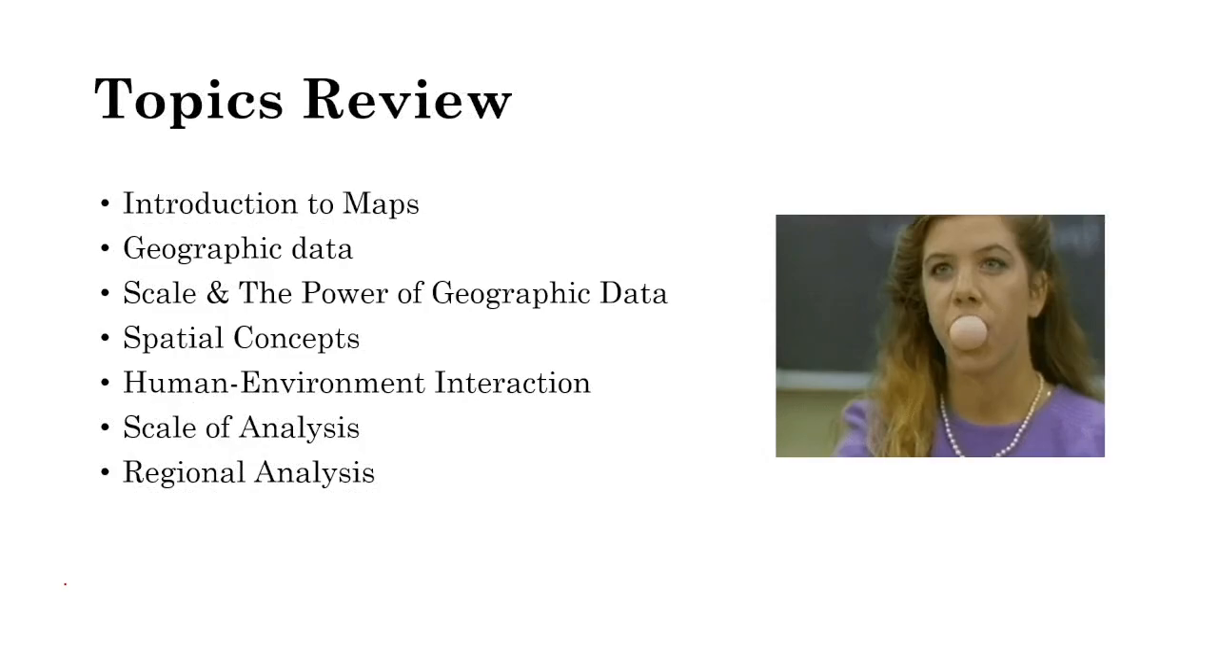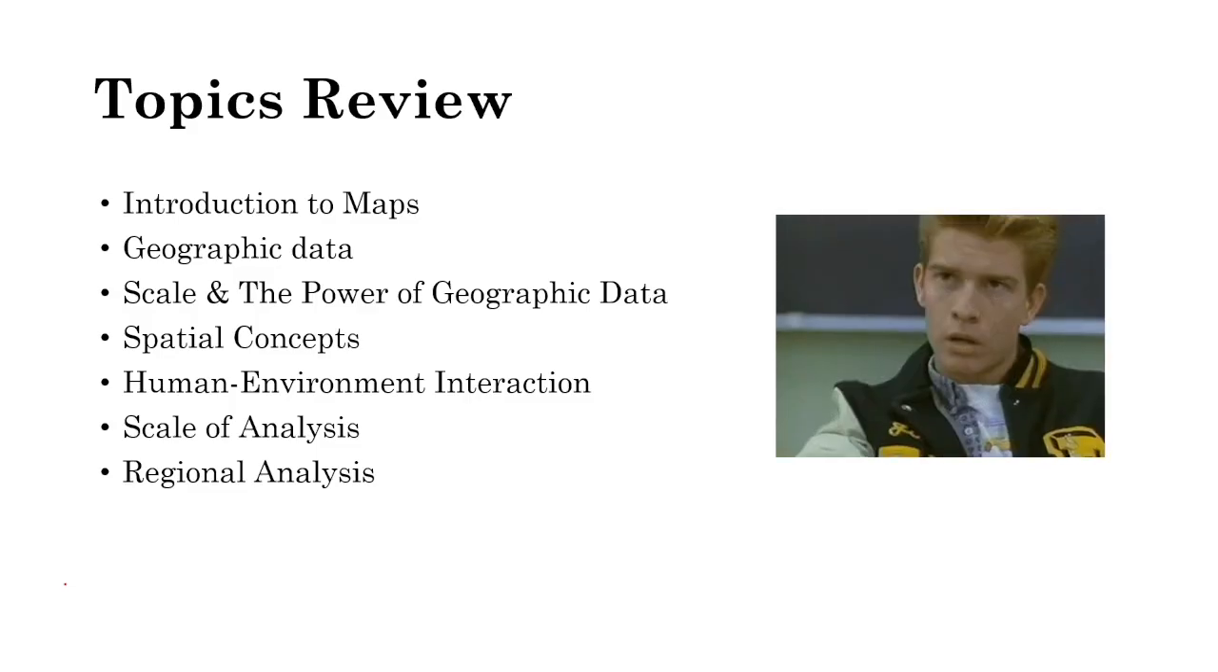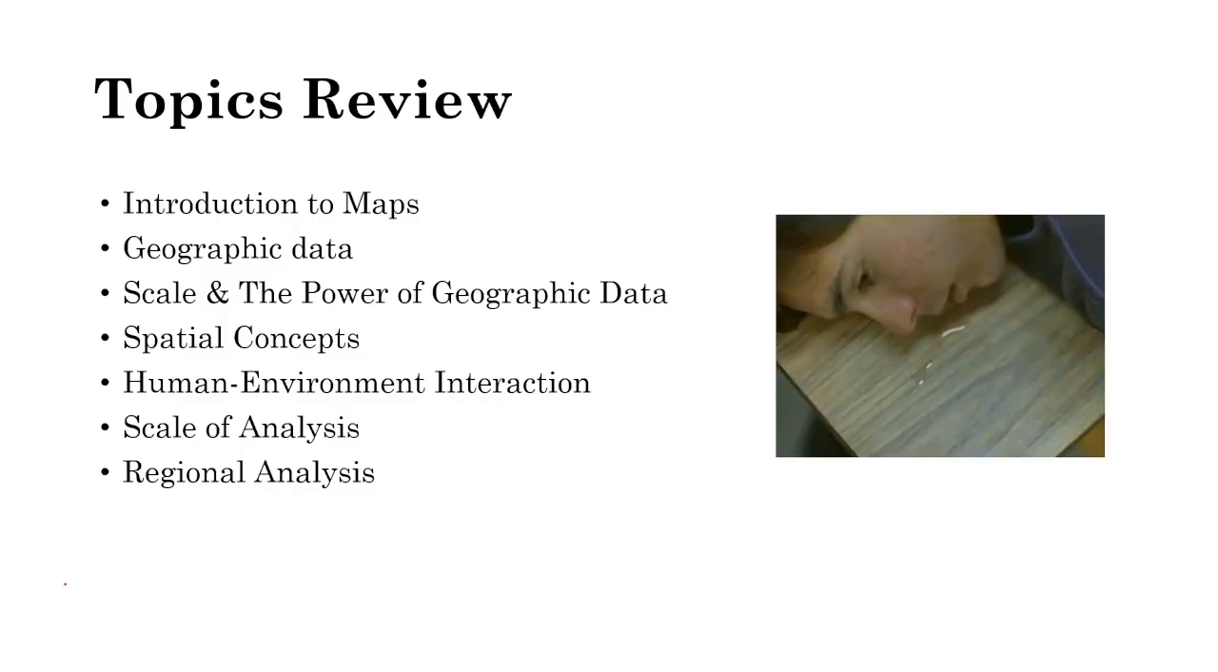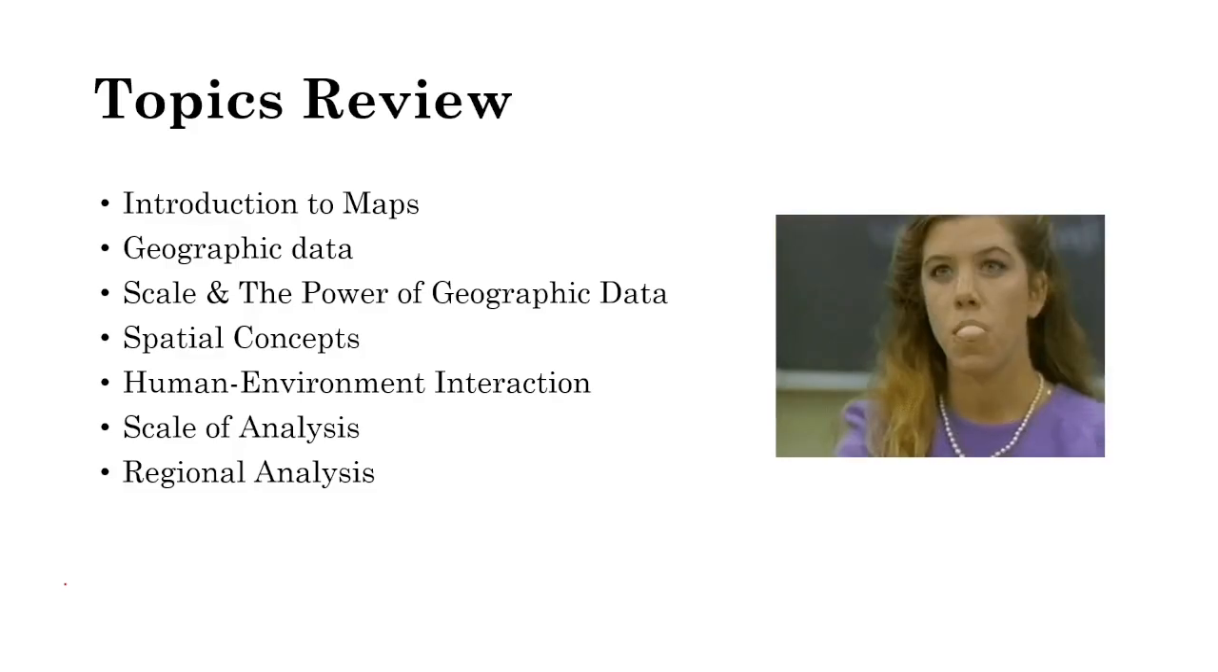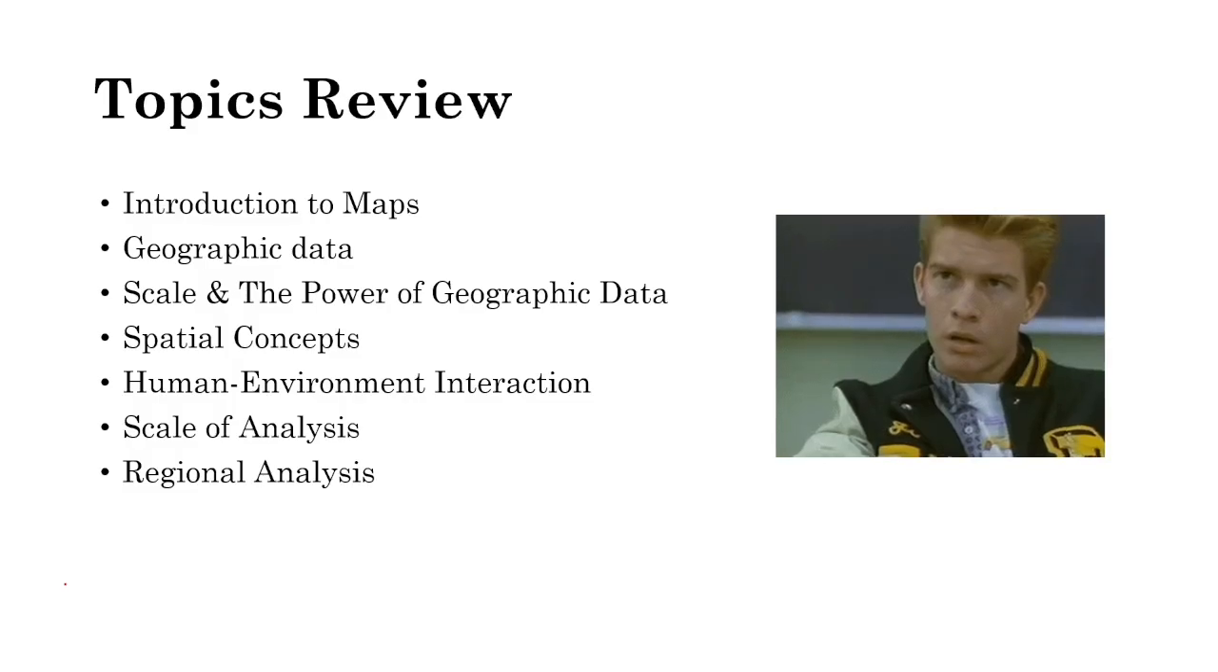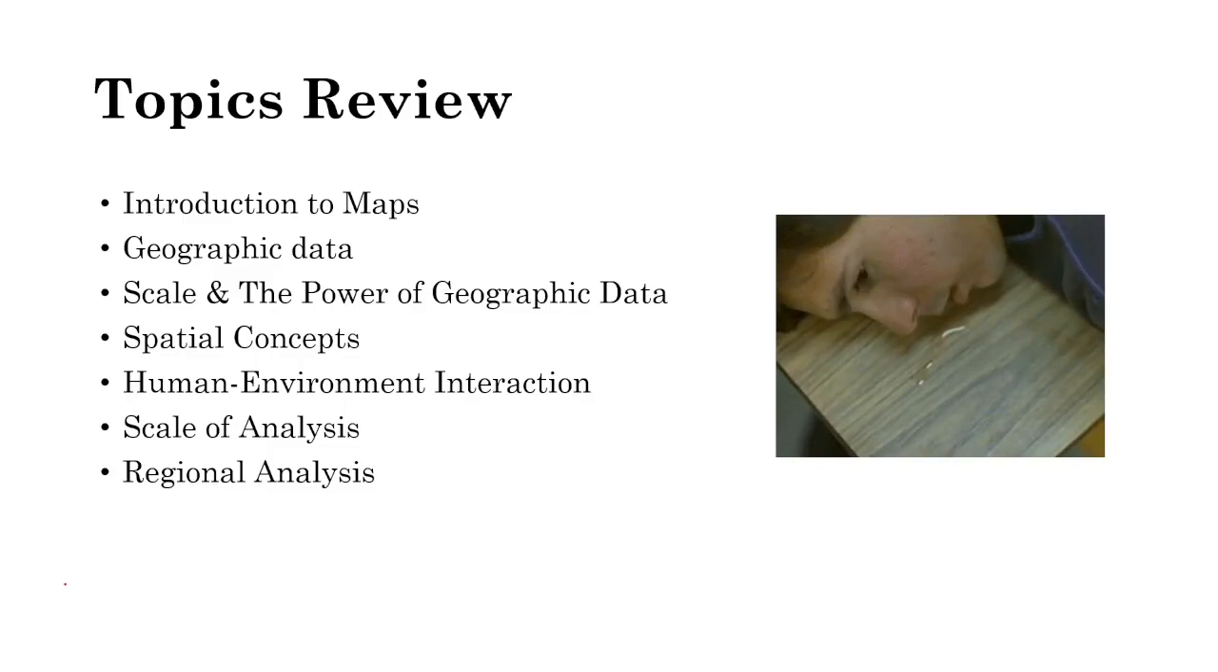So we went through maps and what is cartography and how do you read a map and why maps are wrong. We went through geographic data and how it's collected. We went through scale as well as the power of geographic data like what the census does. We went through spatial concepts like distance decay and time-space compression, as well as human environment interaction like sustainability, as well as determinism and possibilism. We went through scale of analysis and regional analysis. We went through how to identify scale of analysis and how to identify the different types of regions and how regions can vary from person to person.